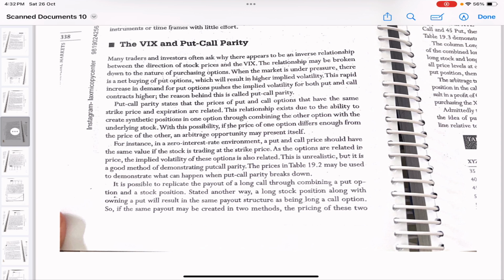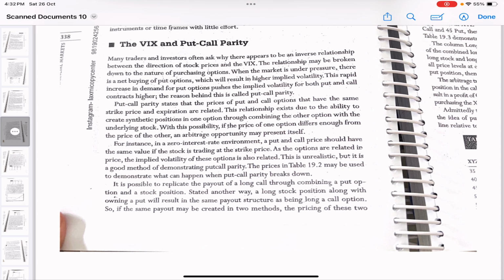Many traders and investors often ask why there appears to be an inverse relationship between the direction of the stock prices and the VIX index. So, this relationship may be broken down to the nature of purchasing options. When the market is under pressure, there is a net buying of put options. Clearly, if the market is under pressure and people are going down, in situations like that, you buy more put options because you are anticipating that the price is going to probably fall because the market is going to crash. That's what you're assuming, right?